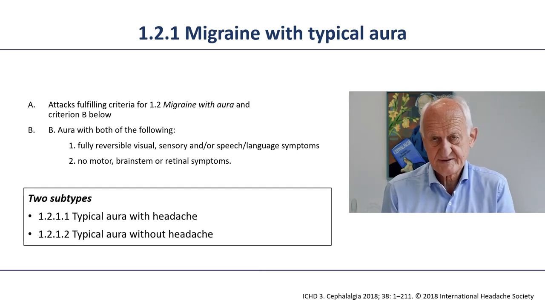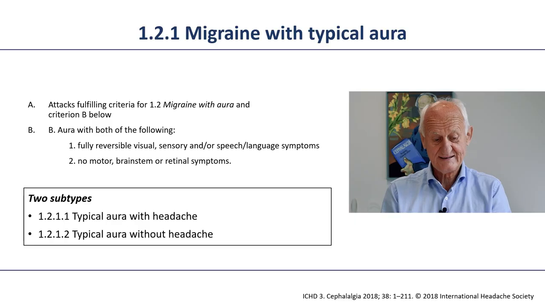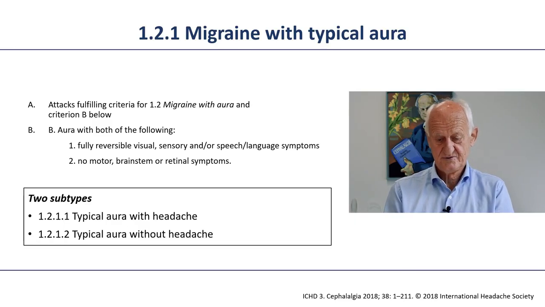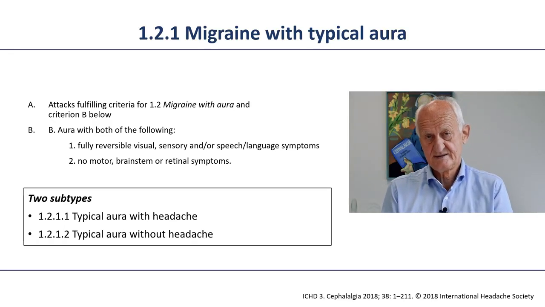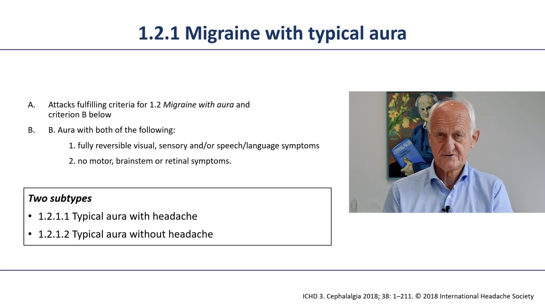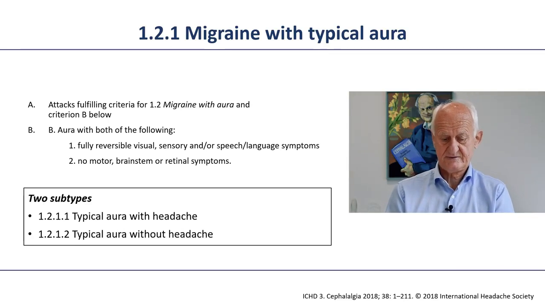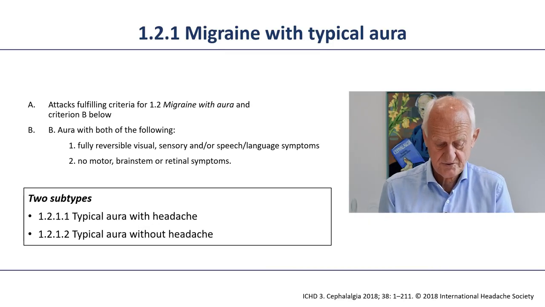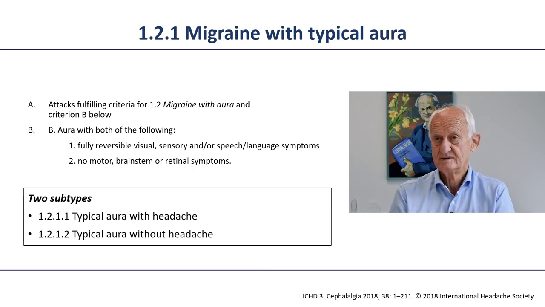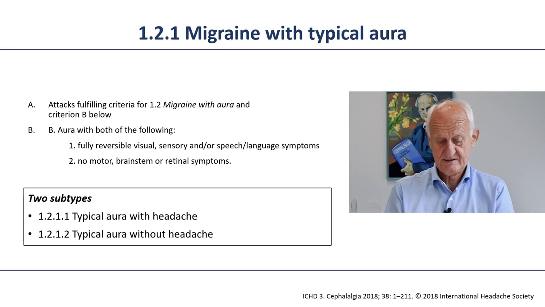I just showed you the criteria for migraine with aura in general at the 2nd digit level, and now we go to the subform, which is called migraine with typical aura. And the typical thing is that the symptoms have to be either visual, sensory, or speech. This is the most prevalent type of migraine with aura. And we actually also distinguish this into 2 subgroups at the 4th digit level: typical aura with headache and typical aura without headache. So aura without headache is quite common in the general population.